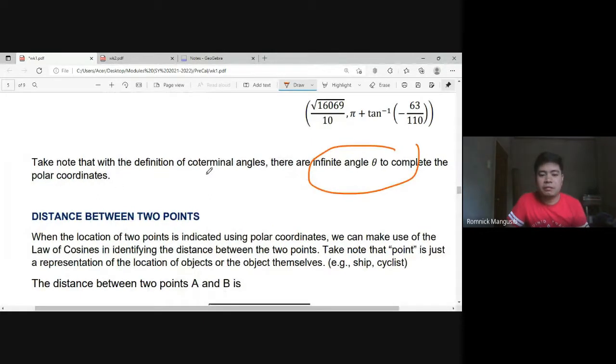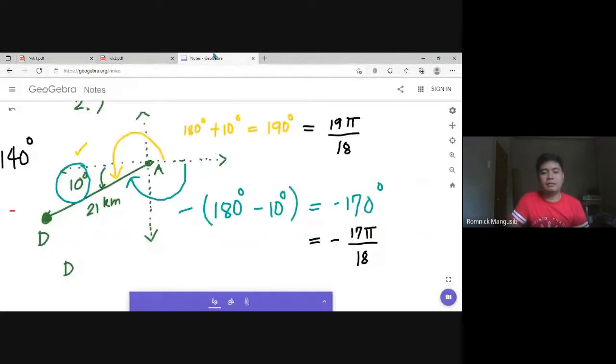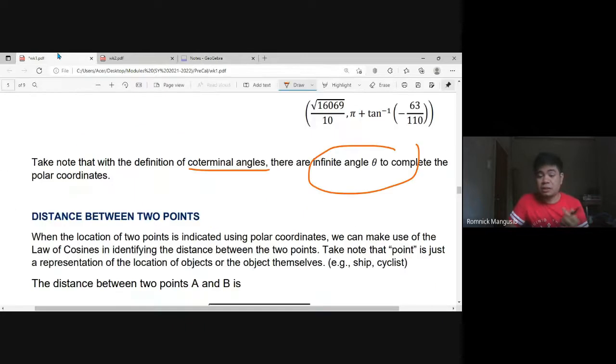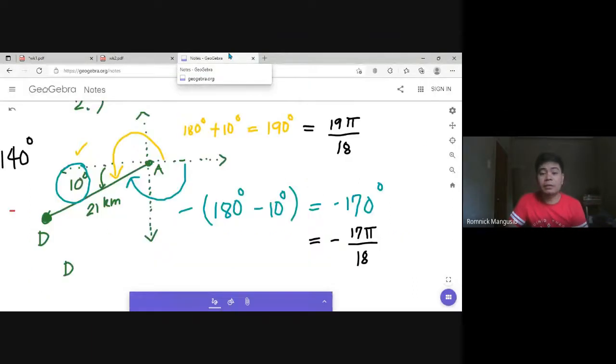Take note that with the definition of coterminal angles, 190 degrees and negative 170 degrees are coterminal angles. So they're just a pair. Pero ang dami-daming coterminal angles. Ibig sabihin, paulit-ulit ka mag-rotate, paulit-ulit ka din makakakuha ng angle. Gagawin mo na lang daw is to select the nearest. Any of these two can be considered. Okay, you just need to be very conscious and natural, marunong ka sa definition of coterminal angles.